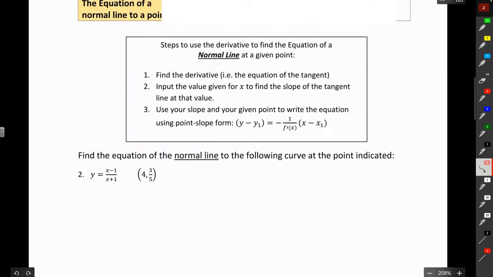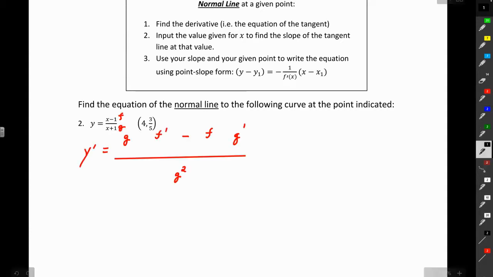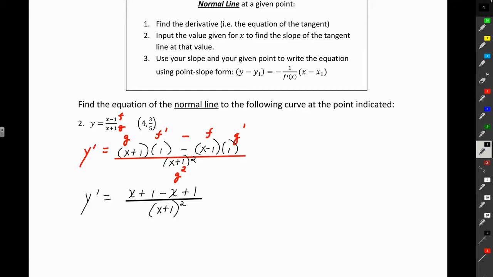All right, so step 1 here, we're going to find the derivative. We have a quotient, so I'm going to be using the quotient rule. Now I'll just go ahead and fill that in. We have g f prime minus f g prime all over g squared. Just write that a little neater now. And when we simplify that, we're going to get 2 over x plus 1 squared. All right, so we've completed step 1. Now we're going to input the given value of x to find the slope of the tangent line at that point.